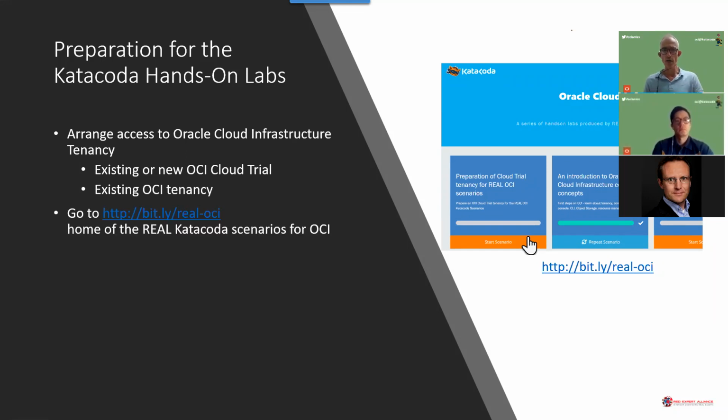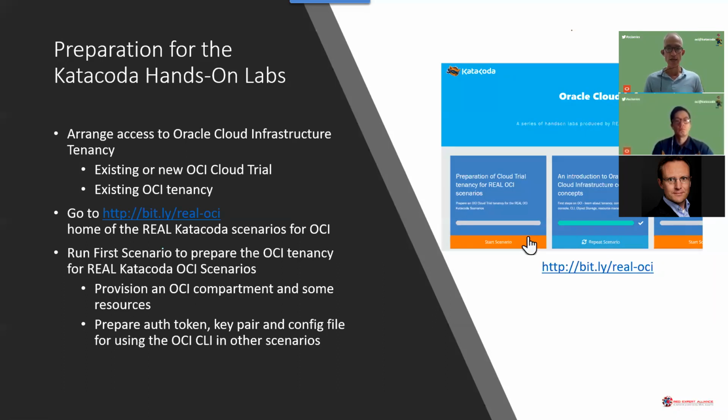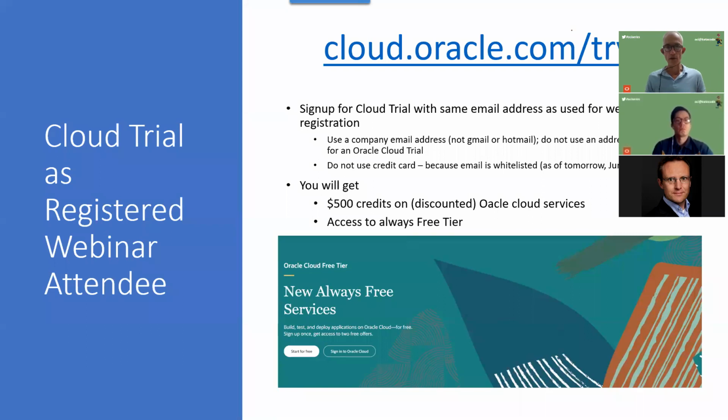Once you have your cloud tenancy, you should go to the Katacoda scenarios, that's the web page that I just showed you. And then you need to run the first scenario that will take you through the steps of preparing your cloud tenancy for our other scenarios. Basically, you will provision an OCI compartment and some other resources, and you will prepare an authorization token and a key pair.